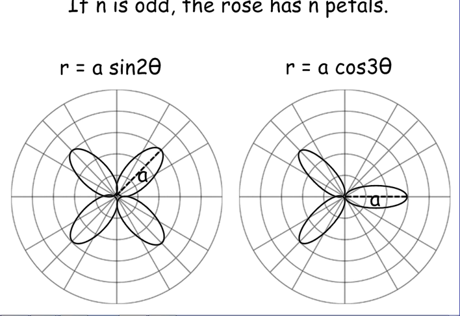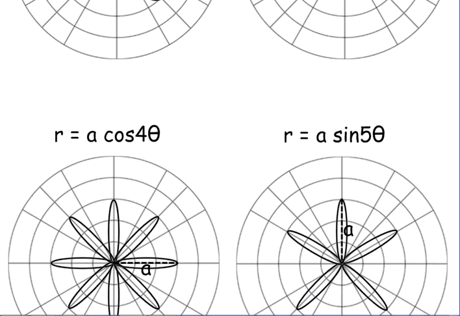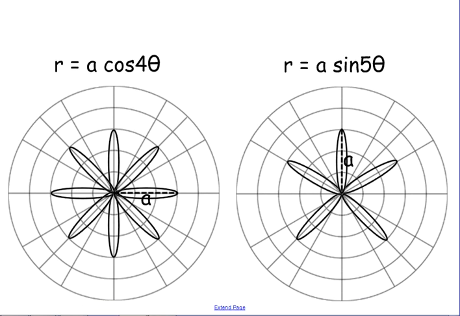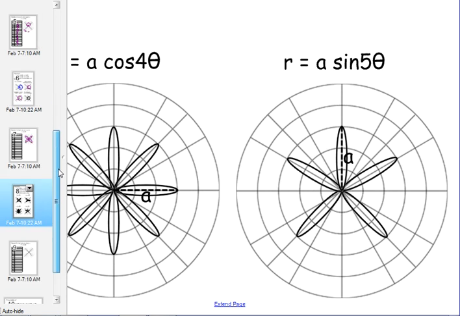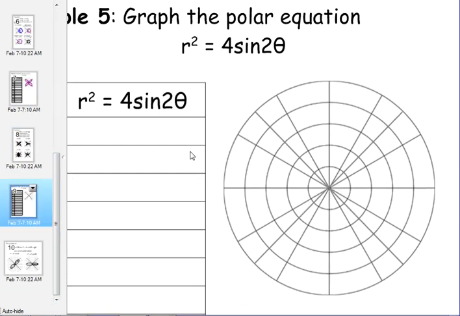And they're always evenly and symmetrically distributed. So if it's 4 theta, then you're going to end up with 8 petals. If it's 5 theta, you just have 5 petals. And you could keep going with that, with infinitely many possible numbers of petals. Okay, so those are our rose curves. They're kind of fun. I think they're pretty.